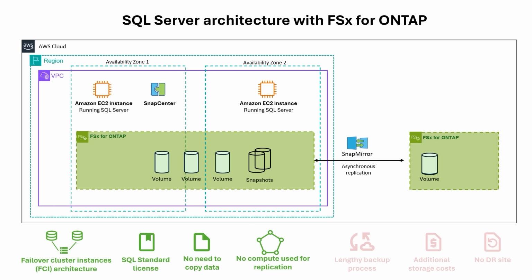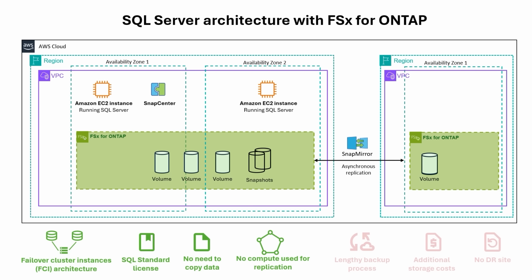The additional FSx for ONTAP file system can be deployed in the same region or in a different region with a different AWS account, and is therefore considered air-gapped. Because the snapshots are incremental and highly efficient, the backup is rapid, and the restore is essentially as quick as creating a new FSx for ONTAP file system. The snapshots consume minimal capacity and add minimal costs for each backup.